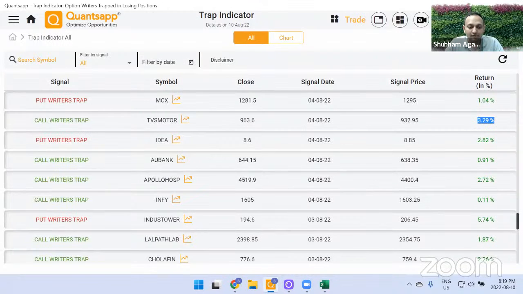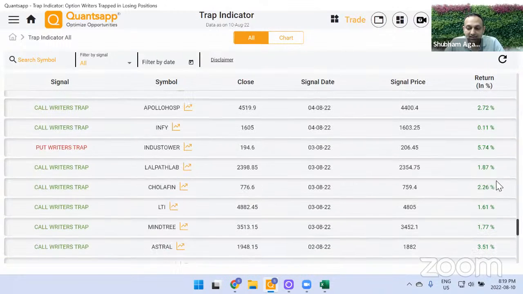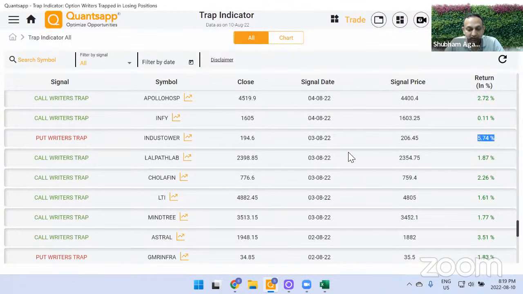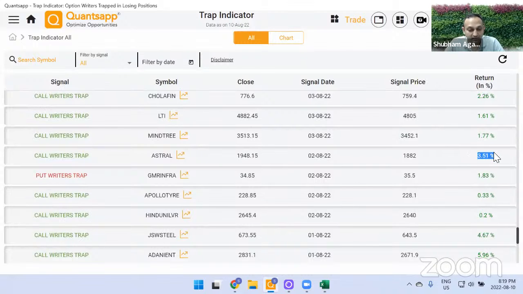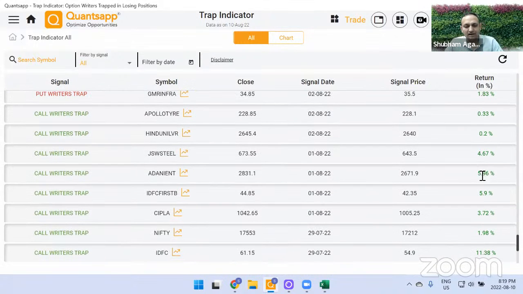So in whatever your favorite stocks are, you can see if there is an opportunity. If you see Indus Towers, there is a 5.74% return from the signal. Then you can just scroll down and see all the stocks. Like IDFC First Bank, there's a 6% return. Adani is a 6% return. JSW 4.5. So depending on what we want to trade, this is identifying those areas where these kinds of shifts are happening, and you can go and build a trade.